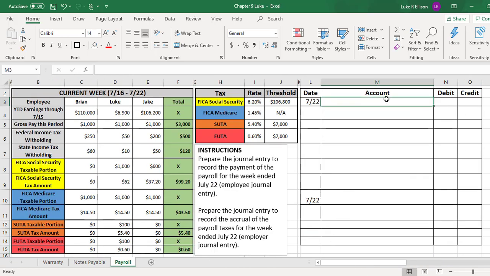Alright, the way we're going to do this journal entry is we are going to debit the wages expense account, and that's going to be the total of the gross pay. So the total of the gross pay is $3,000. So we're going to debit our wages expense for $3,000.